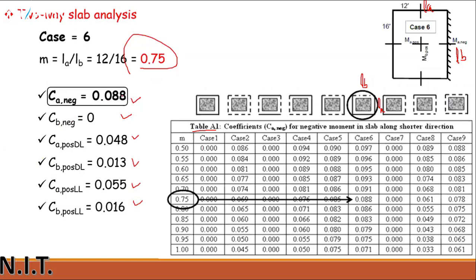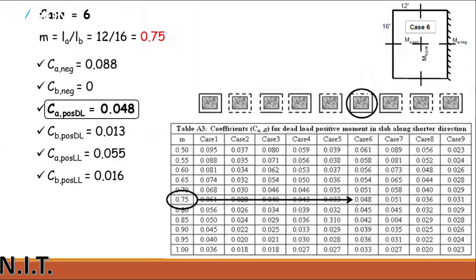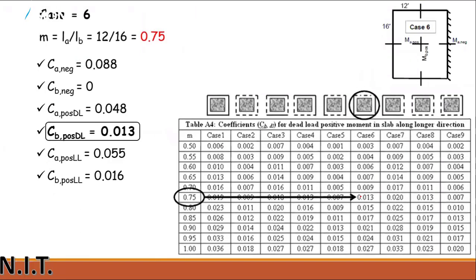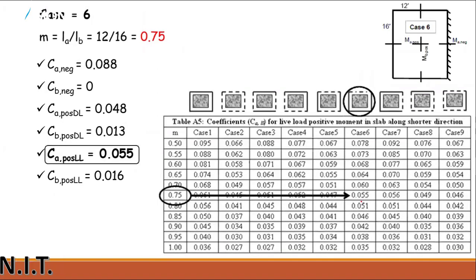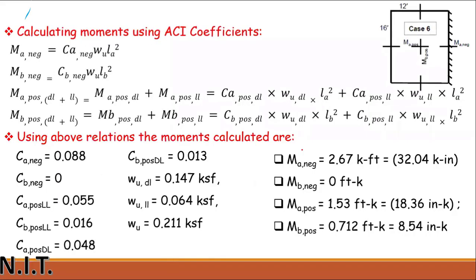This is the table for CA negative. Find the value from case number 6, and the M value is 0.75. The value which is available is 0.088. Similarly, CB negative is 0. CA positive dead load is 0.048. Similarly, CB positive dead load is 0.013. CA positive live load is 0.055, and CB positive live load is 0.016. Clear?